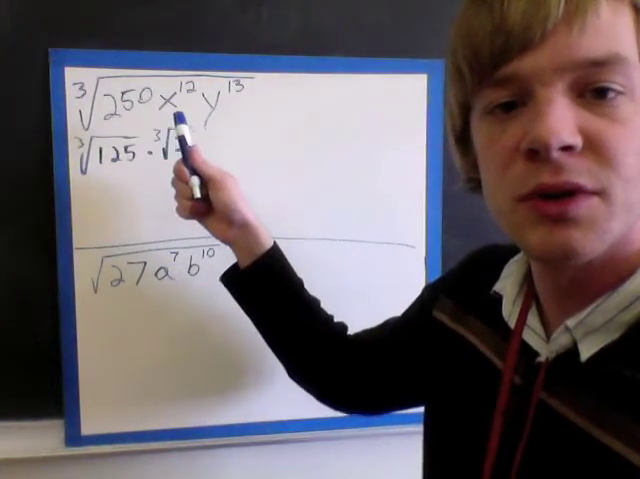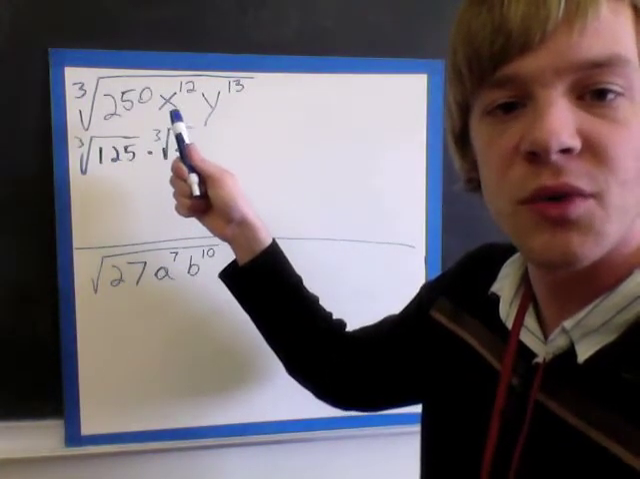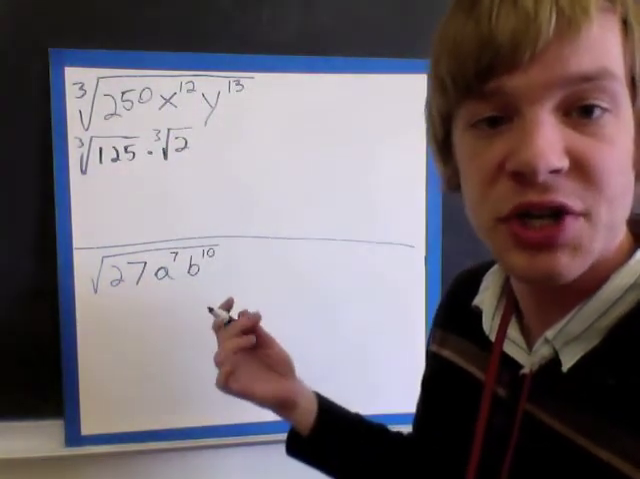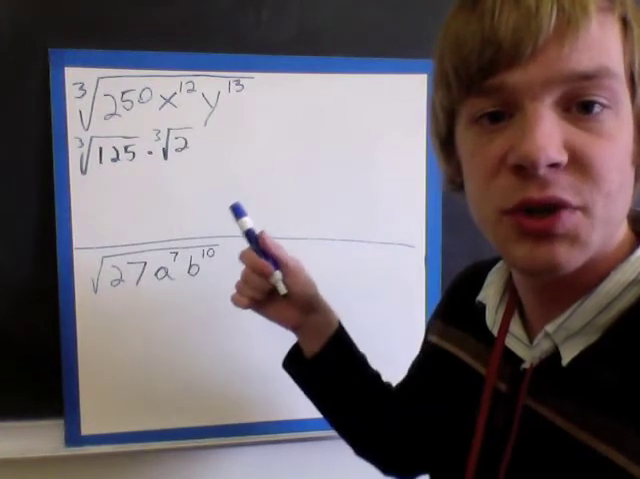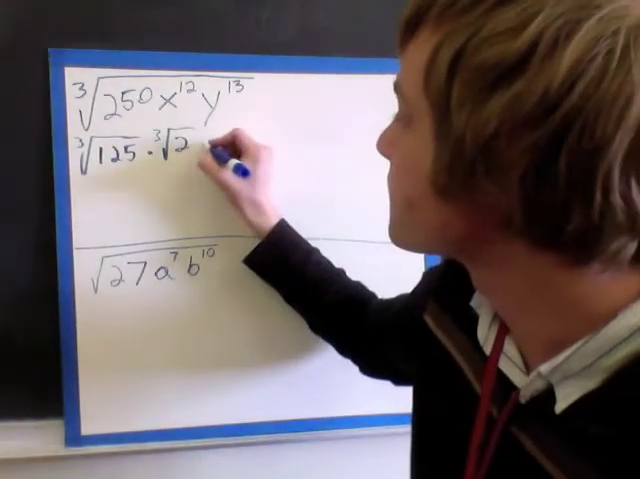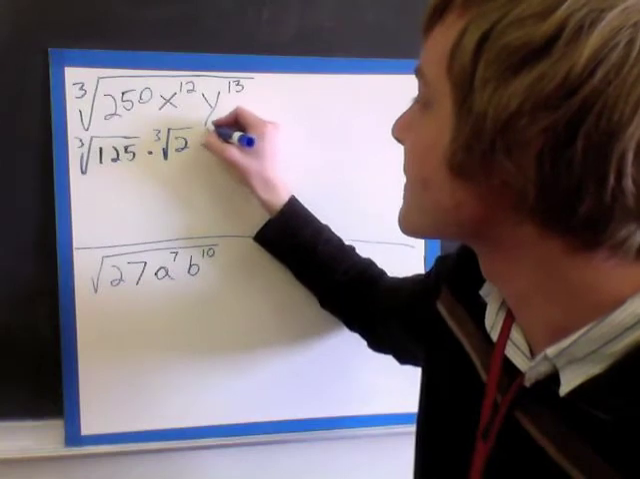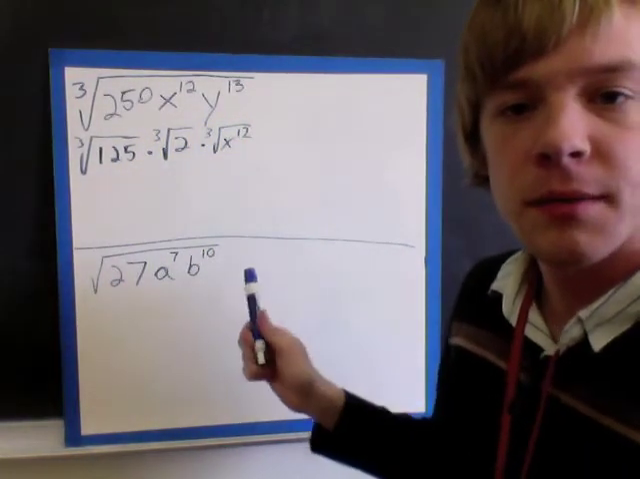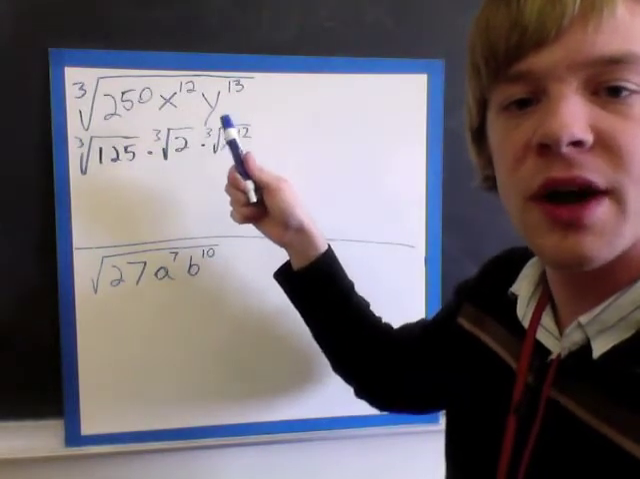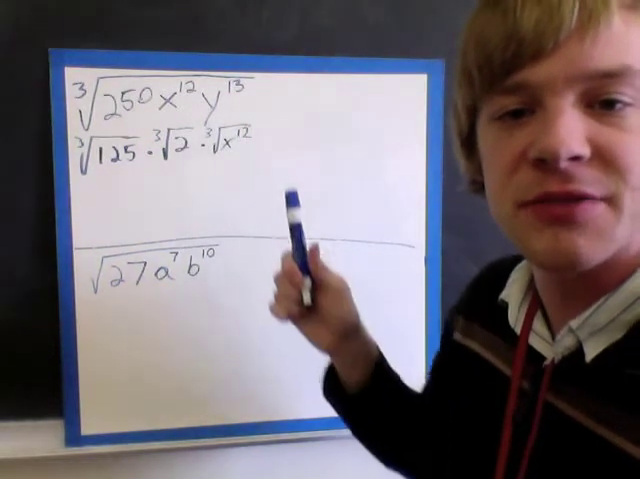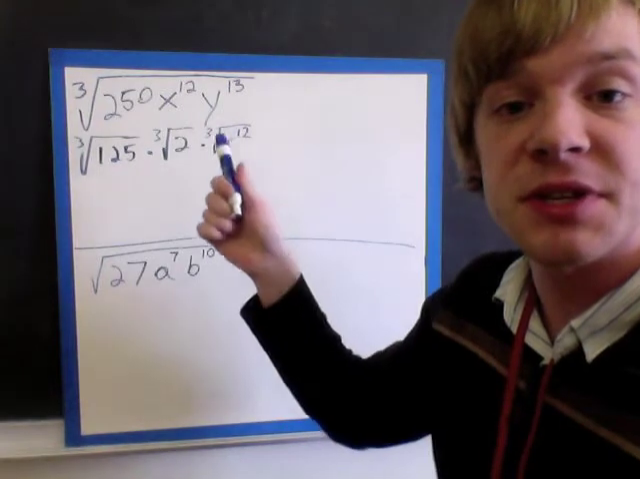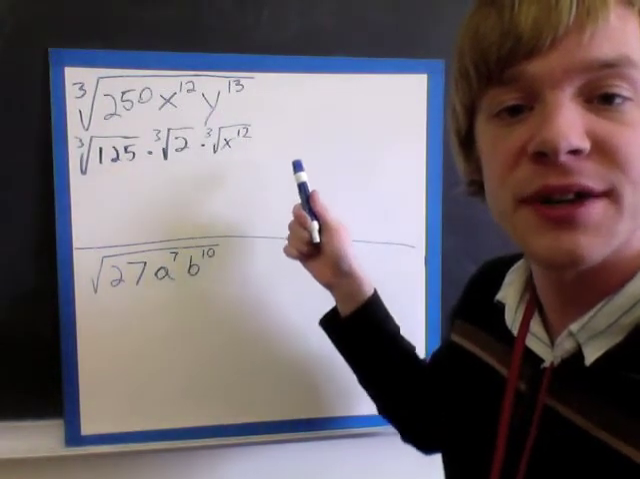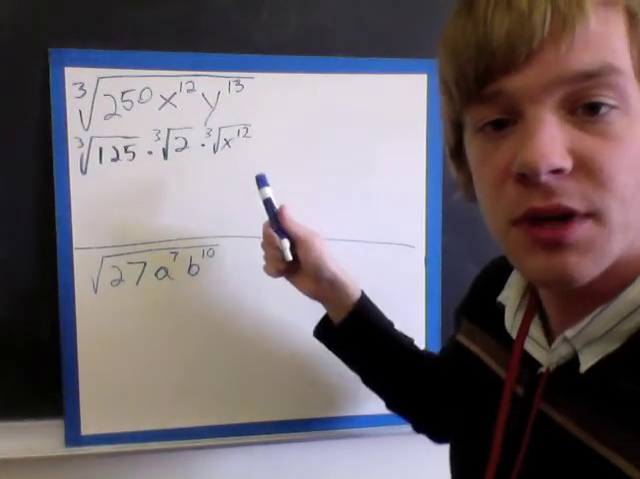Now I need to work with this x here. Well, this 12 can be divided by 3, so we're not going to change anything. We're going to leave it as the cube root of x to the 12. But lastly here, we've got y to the 13th. Well, 13 can't be divided by 3, but I can split this y to the 13 into y to the 12 and y to the 1. So I'm going to write that out.